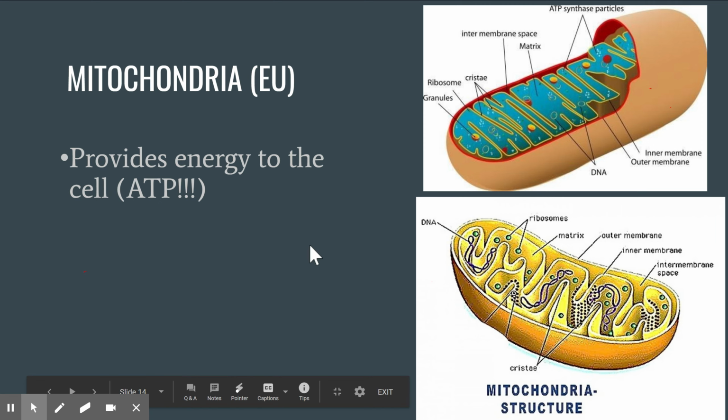Another one that's found in all eukaryotes is the mitochondria. The mitochondria is known as the powerhouse of the cell. It's one term that almost everybody remembers. Powerhouse of the cell is the mitochondria. That's because it provides energy to the cell. It creates energy that the cell can use.